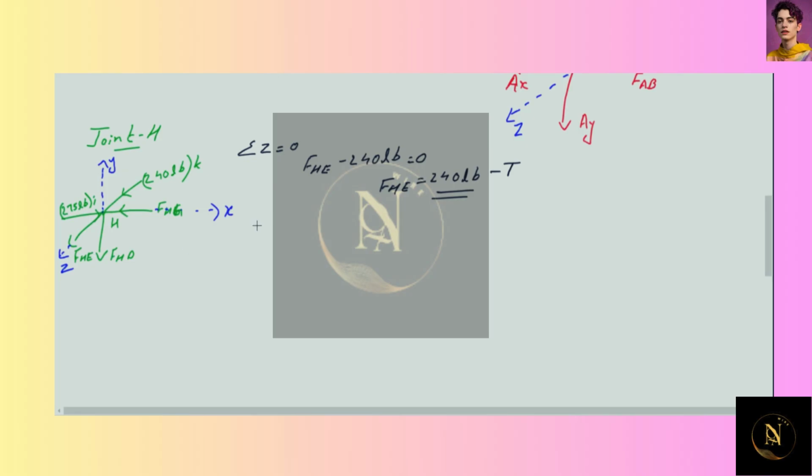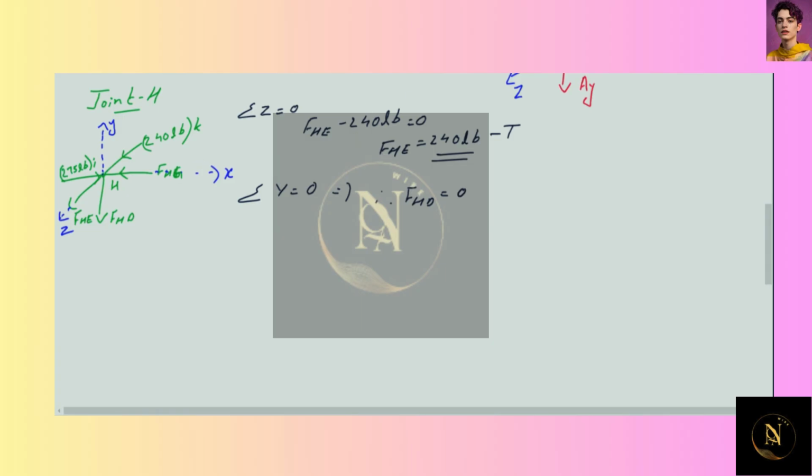And the summation along y equal to 0 gives you directly the value for FHD, that will be 0. Along Y, the only thing is FHD, so that will be 0. Now let's move to the next joint, that is joint D.